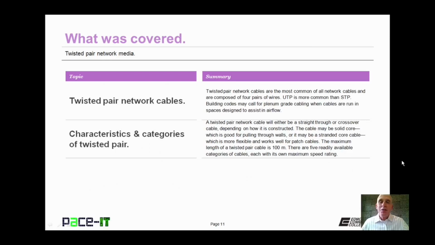Now that concludes this session on Twisted Pair Network Media. We talked about twisted pair network cables, and then I went into some characteristics and categories of twisted pair.